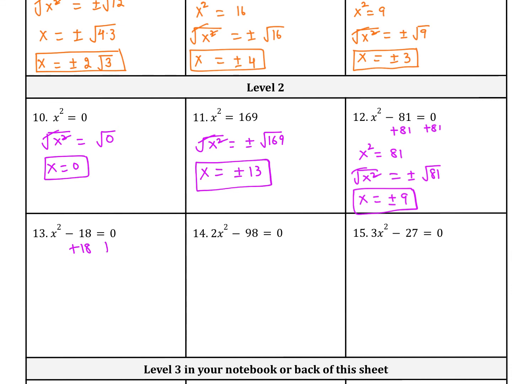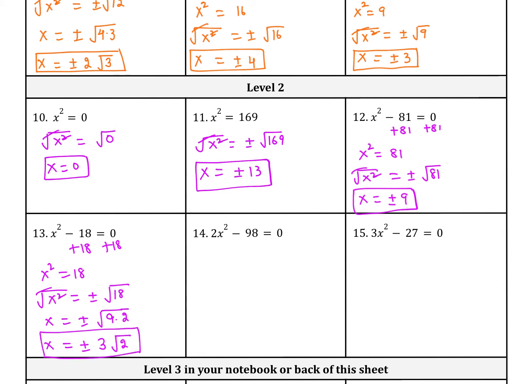Plus 18. You got x squared equals 18. When you take square root on both sides, you got square root of 18. And you can write 18 as 9 times 2. And we know that square root of 9 is 3. That comes out of the radical. And the 2 remains inside. Answer is x equals plus or minus 3 times square root 2.